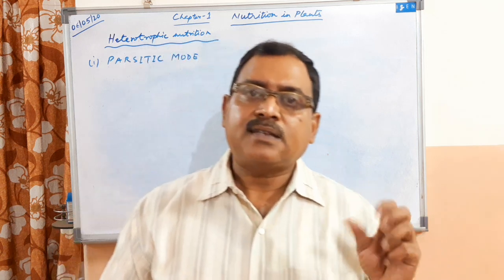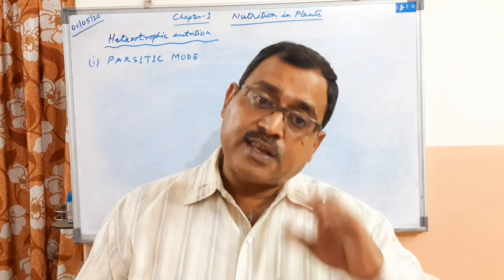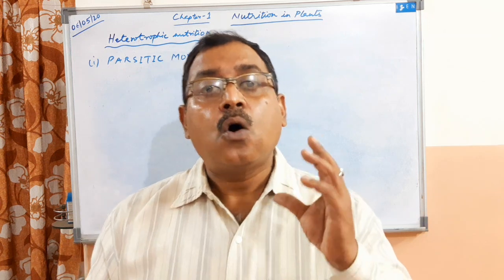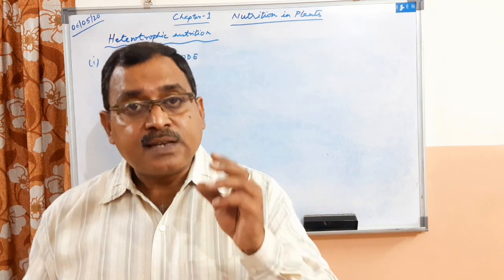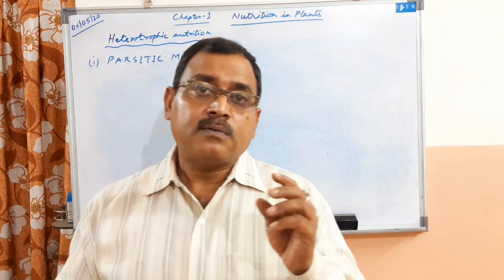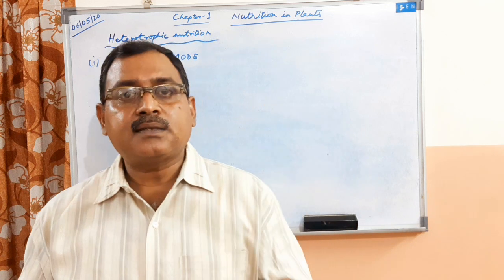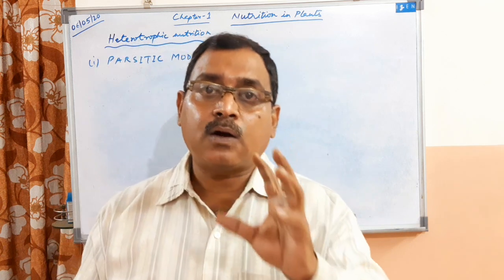Now, these parasitic plants, which take shelter on the other plant, are called parasites. And the plant which is providing shelter is called the host. Clear? So, parasitic plants, I told you, take shelter in the host plant as well as absorb nutrients from the host plants to stay alive.